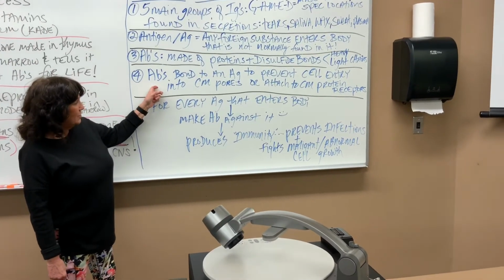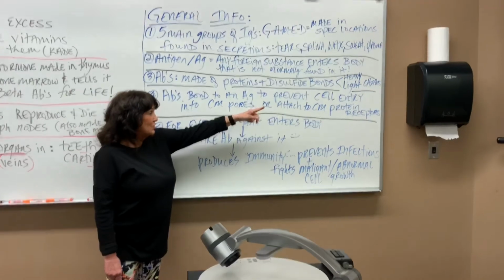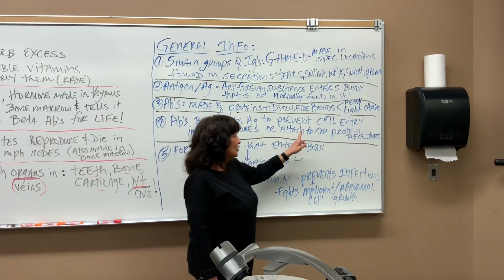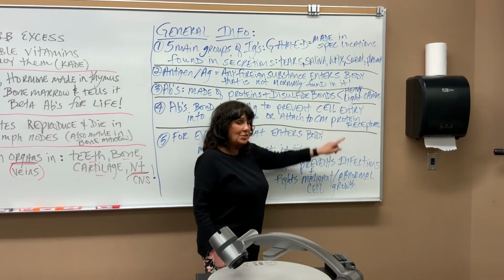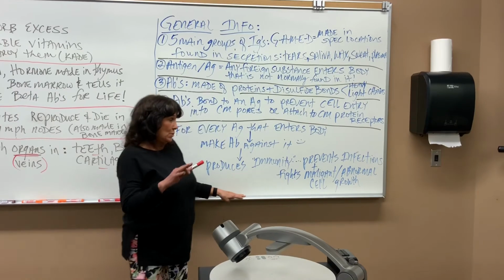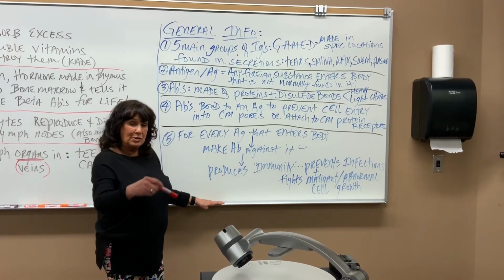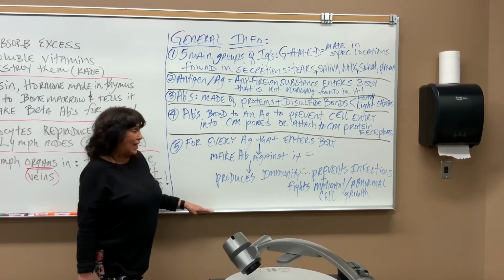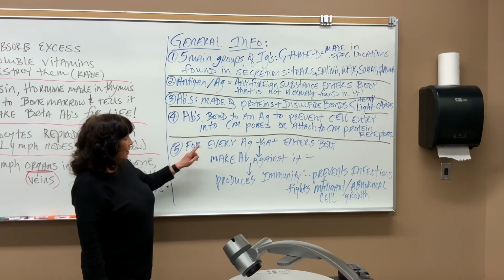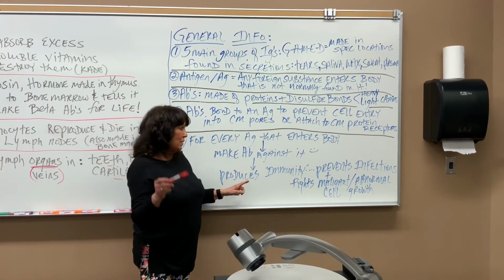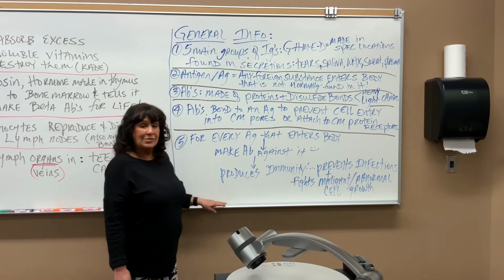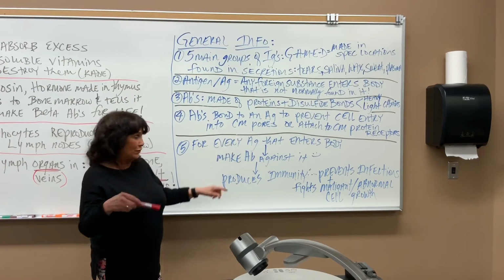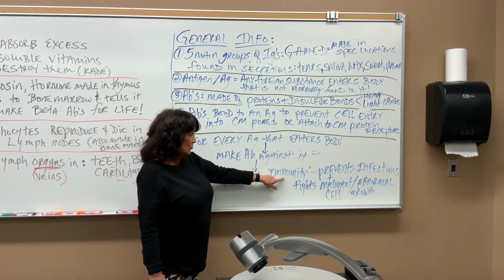Antibodies also bond to an antigen to prevent cell entry through the cell membrane pores, or the antibody can attach to cell membrane protein receptors to keep the bacteria or the virus or whatever the antigen is from entering through the cell membrane. So that's what your antibodies do, their mode of action. And the last thing, for every antigen that enters the body, it will make an antibody against it, right? And then it will recognize that antigen over and over to give you immunity, okay?